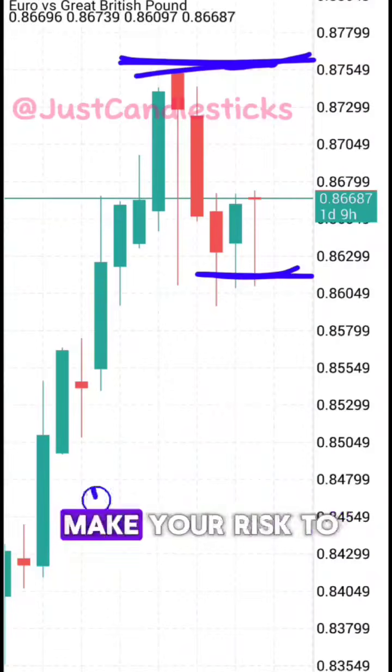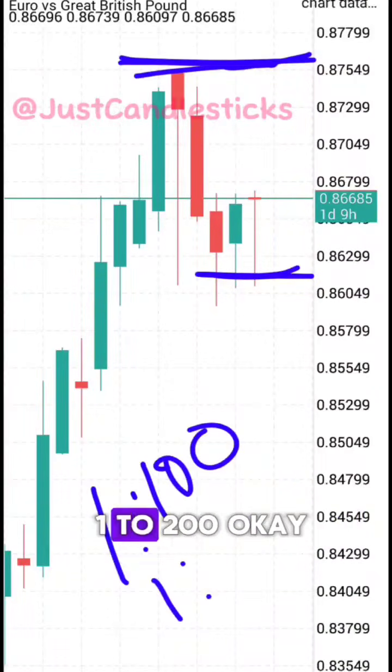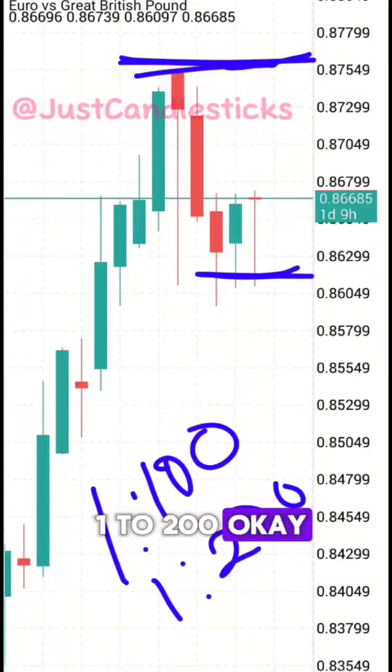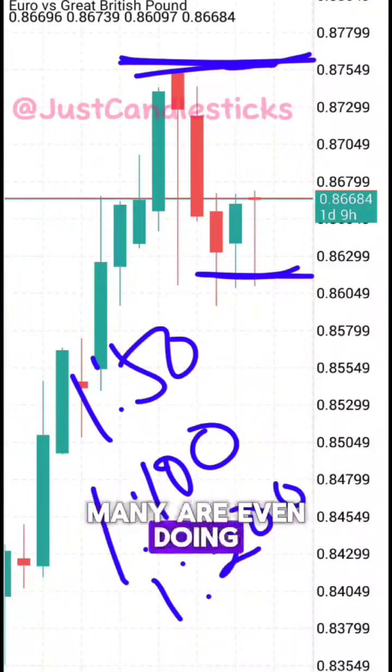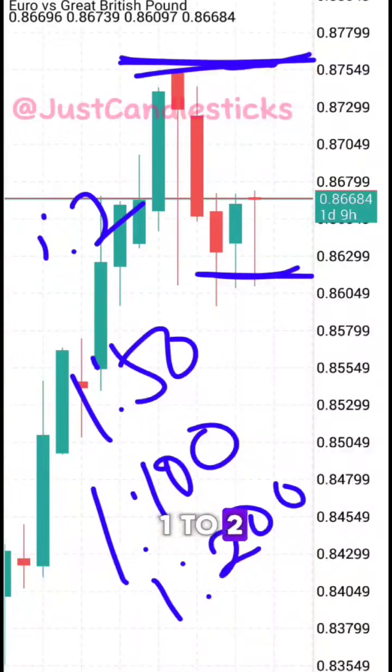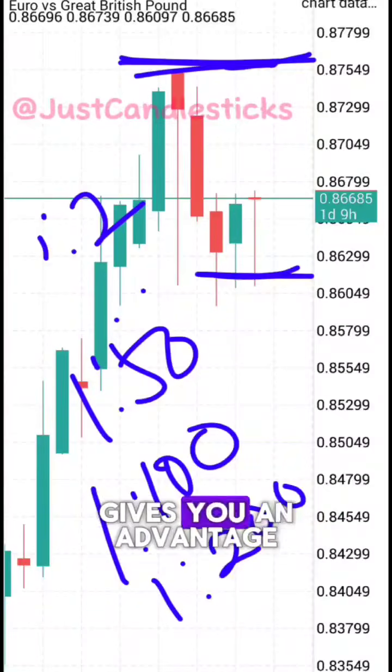That's why you can make your risk to reward 1 to 100, your risk to reward 1 to 200. Okay, 1 to 50 is very simple to make. Many are even doing 1 to 2, 1 to 3, which is okay, but this gives you an advantage.